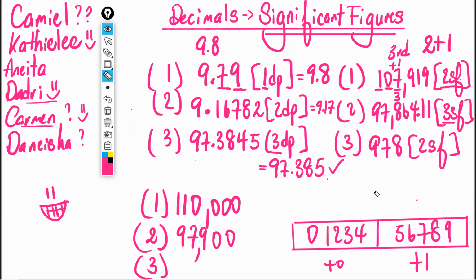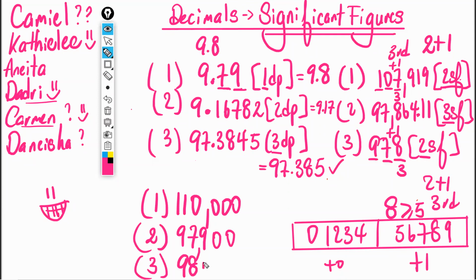Then the next one now, guys, the last one here, it says 978 to 2 significant figures, right? So if it's 2, we need to look at the 2 plus 1. So we need to look at the 3rd place. 1, 2, 3. The 3rd place is 8. 8 is greater than or equal to 5, guys. 8 is definitely greater than 5. So we need to add a 1 to the number in front of it. So the answer here is 980. Cool. Make sense, Camille?